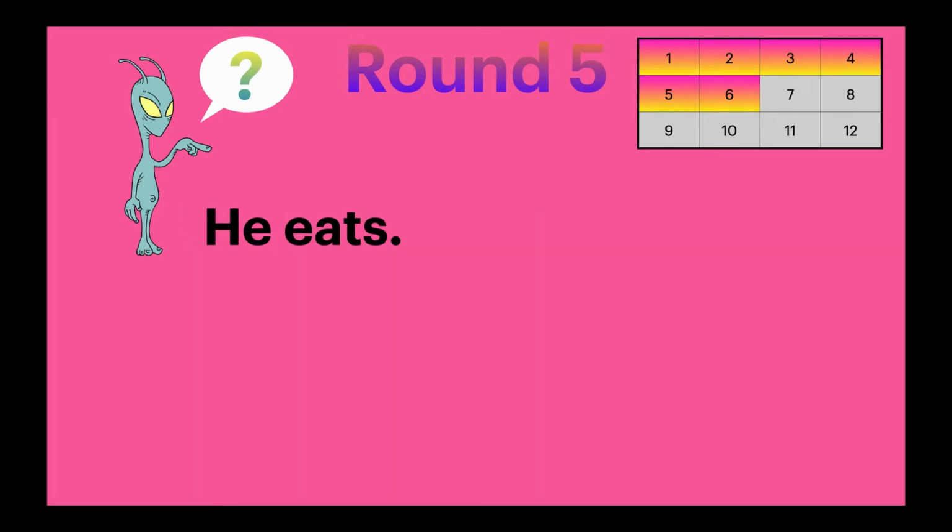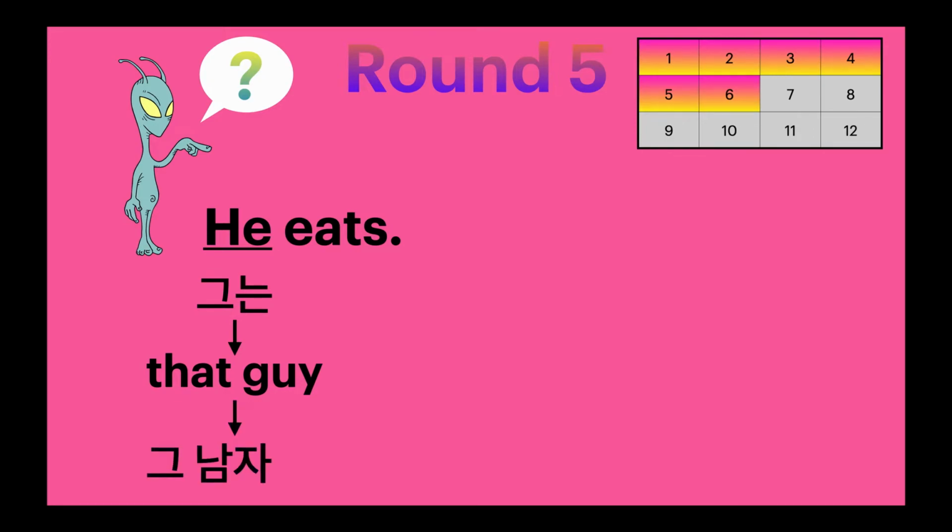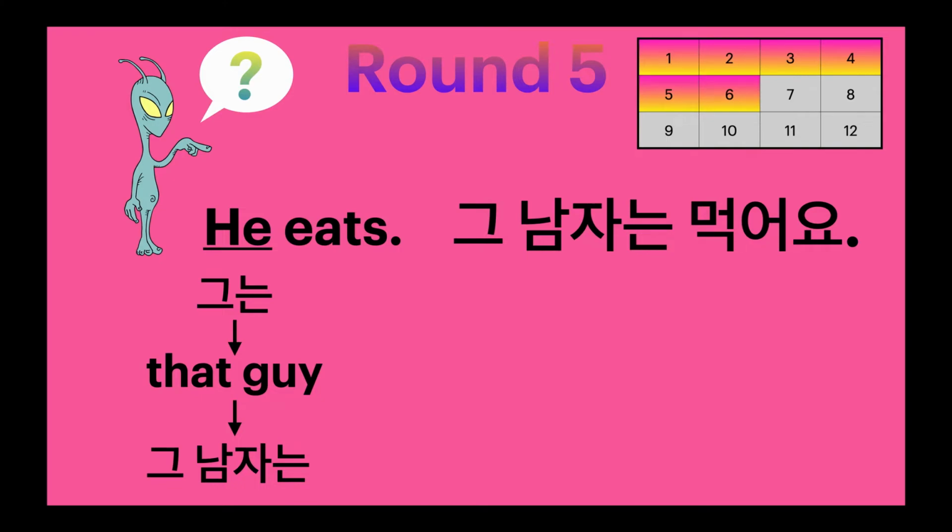He eats. Now, he in the most textbook grammatical way is the word 그, followed by the topic particle 는, 그는. But 그는 is rarely used when speaking. It's almost only used in grammar books. When speaking, it's far more common to say something like that guy, 그 남자, followed by the topic particle 는, 그 남자는. So let's go ahead and use this one today. So he eats. What would that be? 그 남자는 먹어요.